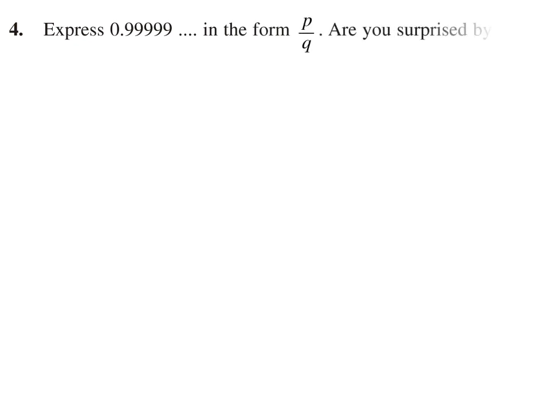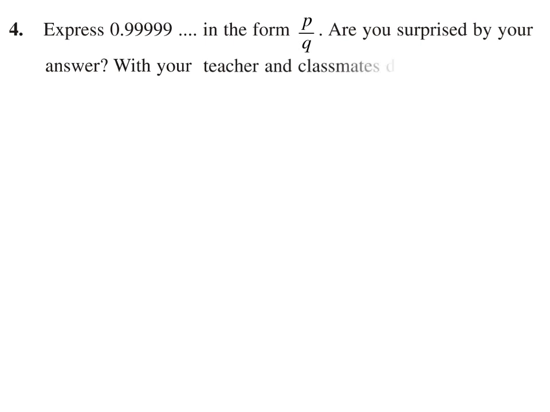The fourth question is: express 0.9999 bar in the form of P by Q. Are you surprised by your answer? With your teacher and classmates, discuss why the answer makes sense. So this is one kind of activity question. You have to find the P by Q form of 0.999 bar and you will be surprised by the answer.